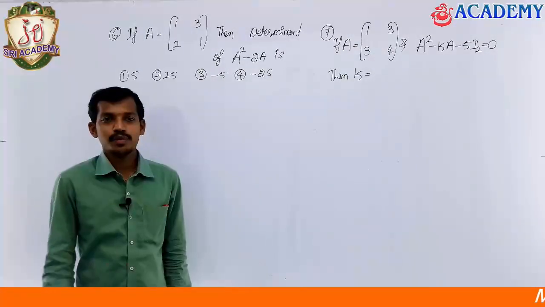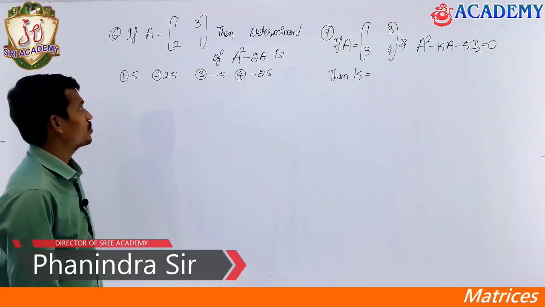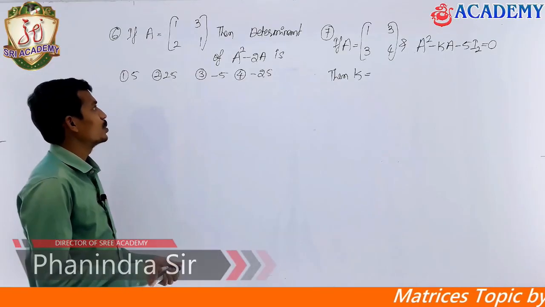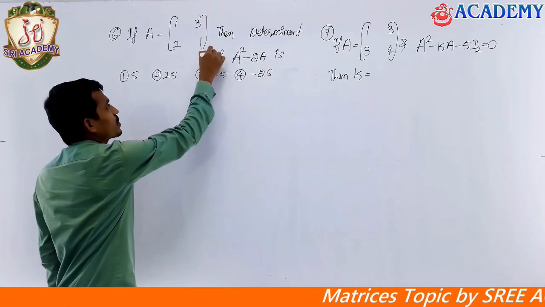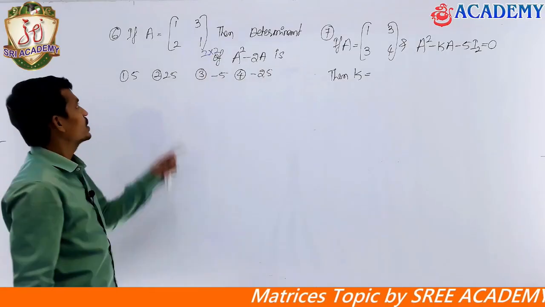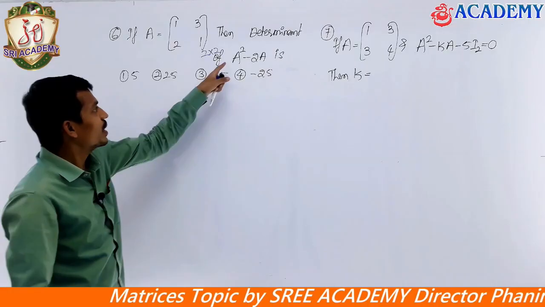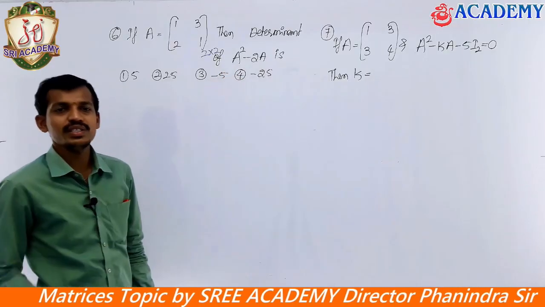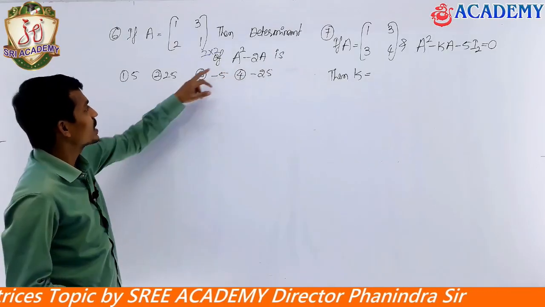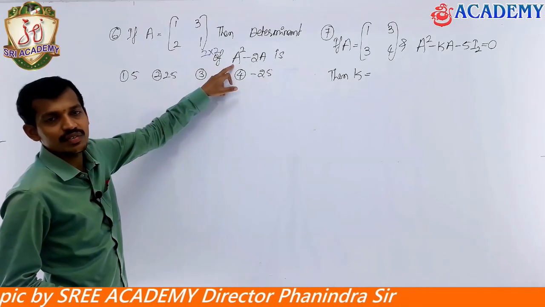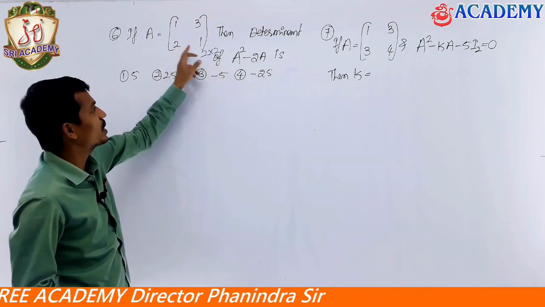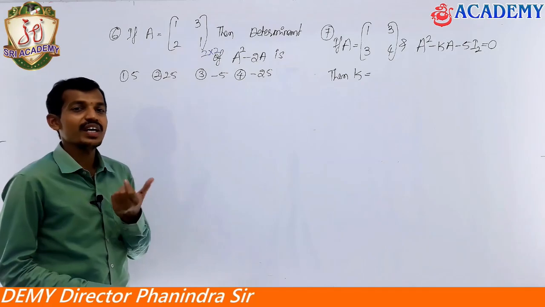Let's see in these problems. Here, given a 2 by 2 matrix A, and also asking what is the determinant of A square minus 2A. It means indirectly you have to find A square first. Then you have to subtract 2A from A square. Then you will get one matrix.